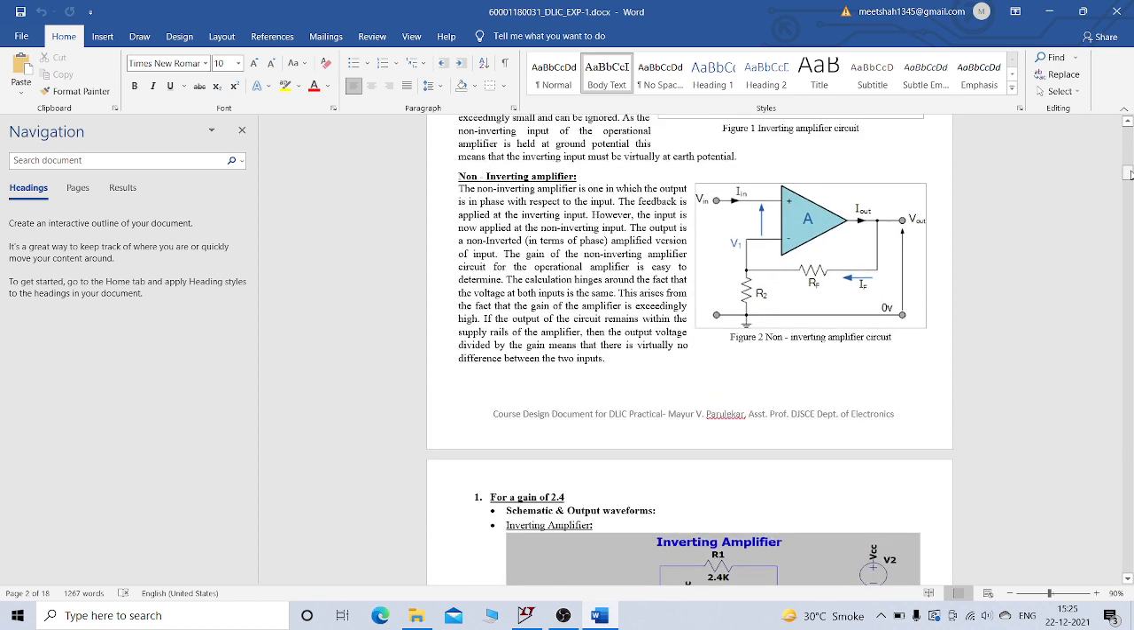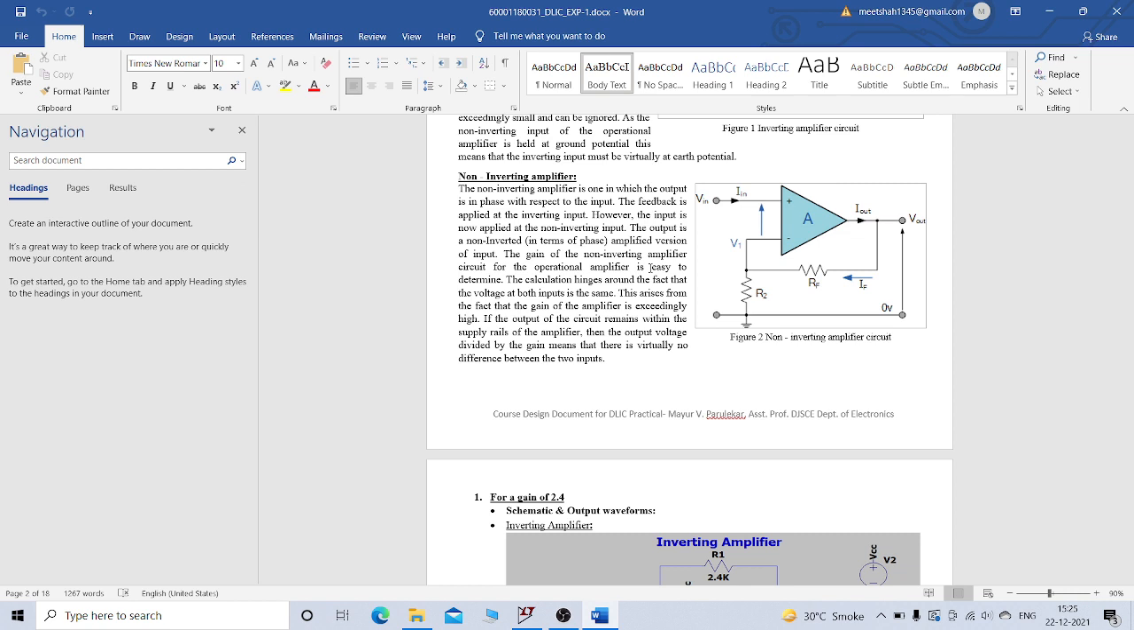Non-inverting amplifier. The non-inverting amplifier is one in which the output is in phase with respect to the input. The feedback is applied to the inverting input. However, the input is now applied at the non-inverting terminal. The output is a non-inverted, that is, in terms of phase, amplified version of the input. The gain of the non-inverting amplifier circuit for the operational amplifier is easy to determine. The calculation hinges around the fact that the voltage at both inputs is the same. This arises from the fact that the gain of the amplifier is exceedingly high.